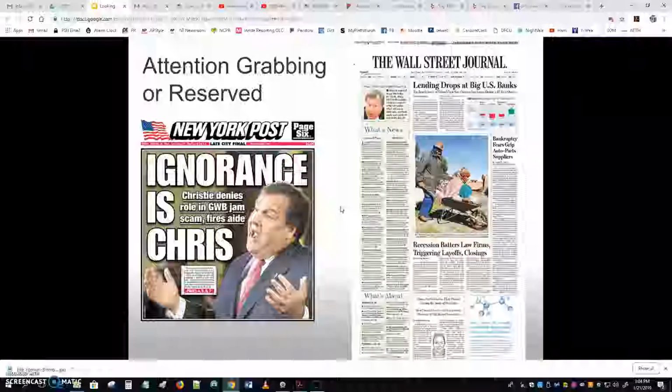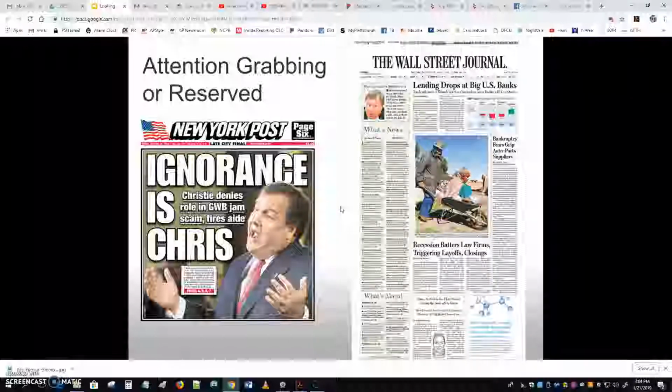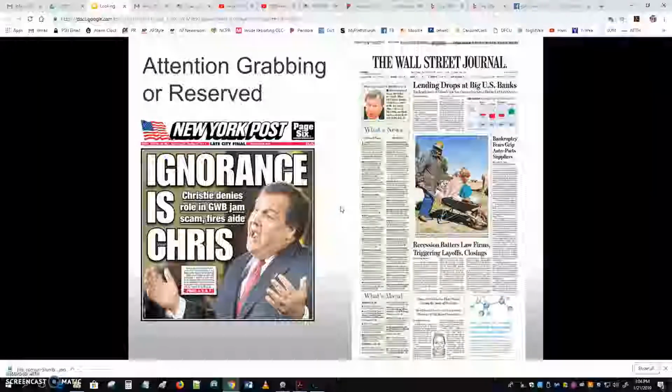What else could we say about the way we could analyze newspapers? Well, just look at the front page. Some newspapers are attention-grabbing. They're demanding your attention. They're yelling their headlines at you. And some are reserved and careful and use a quieter voice, but still an authoritative one, like perhaps the Wall Street Journal.